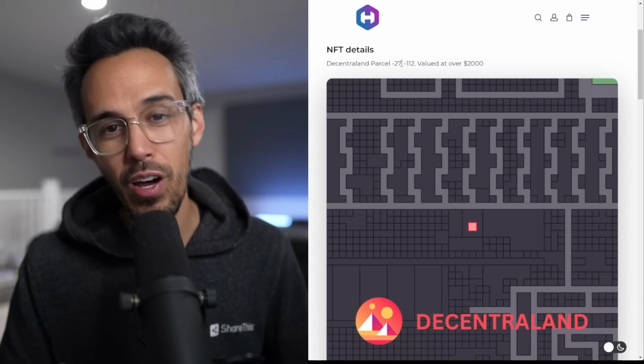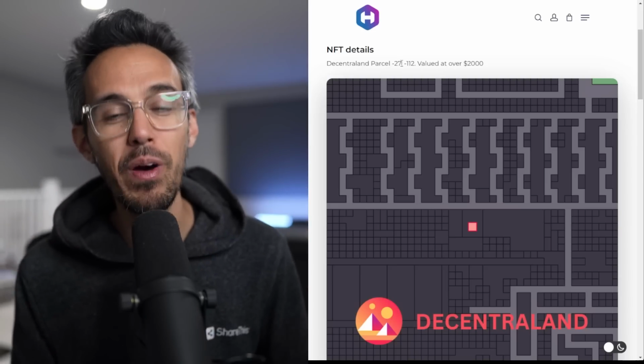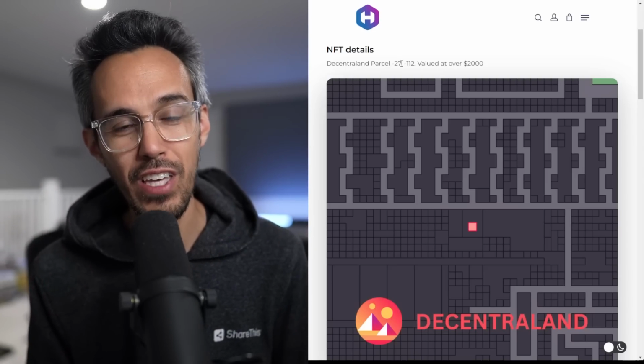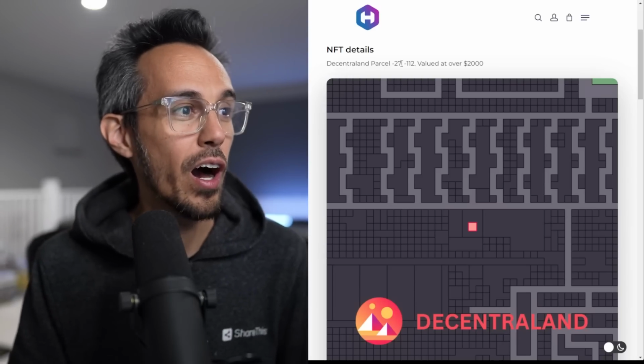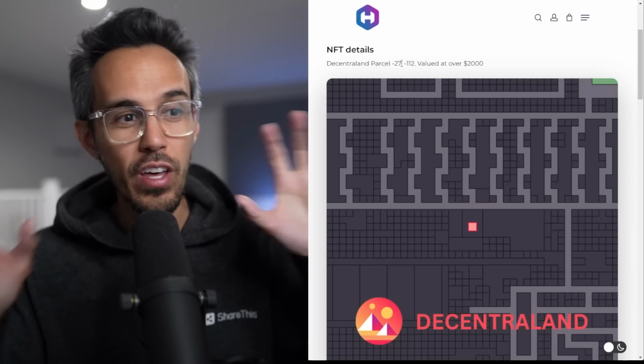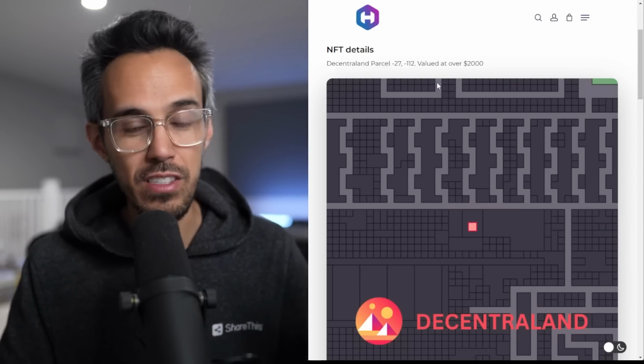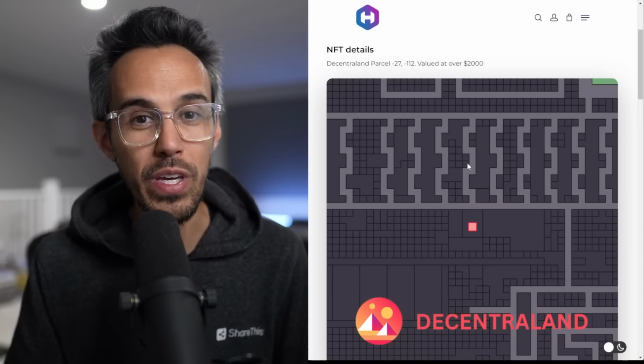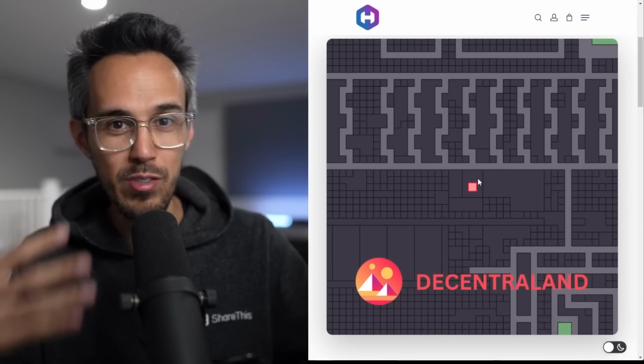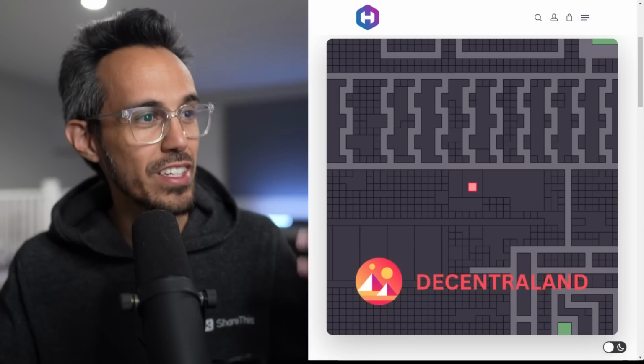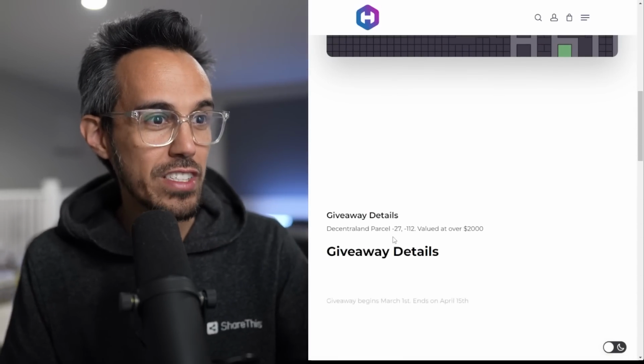Again, I keep talking about this in literally every one of my videos, how important it is to get your land in the metaverse. Even regardless of the crypto market right now, the value of these lands is still really important, and getting your piece of Decentraland is awesome. Obviously, it's one of the top places to get it. So definitely check this out if you're interested.